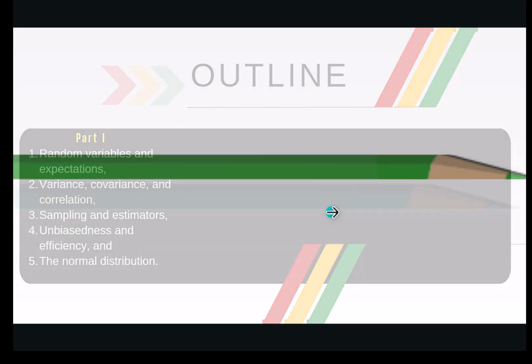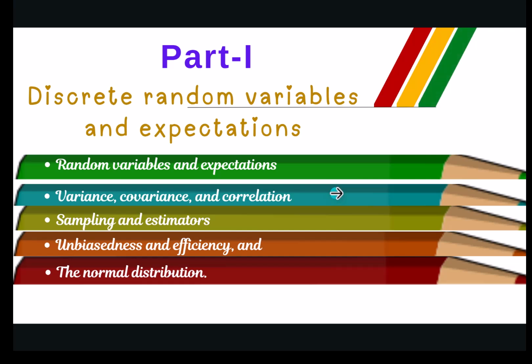Let's start from the first topic, which is discrete random variables and expectation. We will also try some parts of continuous random variables and expectation, because we face both discrete and continuous random variables when we analyze econometric parameters. Here we will have random variable and expectation, variance, covariance, and correlation. All three concepts are really related. The first one, random variable and expectation, is what we are going to look at today. Variance, covariance, and correlation, we'll look at in the next video.